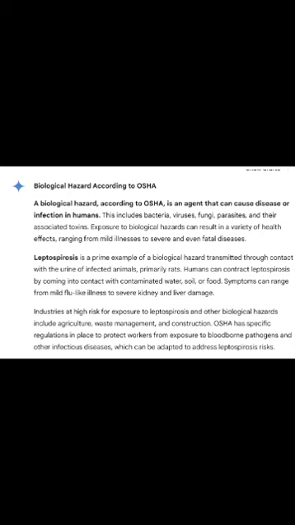Humans can contract leptospirosis by coming into contact with contaminated water, soil, or food. Symptoms can range from mild flu-like illness to severe kidney and liver damage. Industries at high risk for exposure to leptospirosis and other biological hazards include agriculture, waste management, and construction. OSHA has specific regulations in place to protect workers from exposure to bloodborne pathogens and other infectious diseases, which can be adapted to address leptospirosis risks.